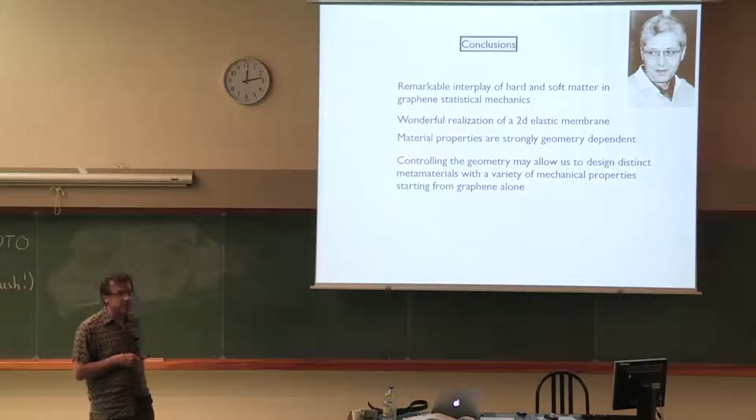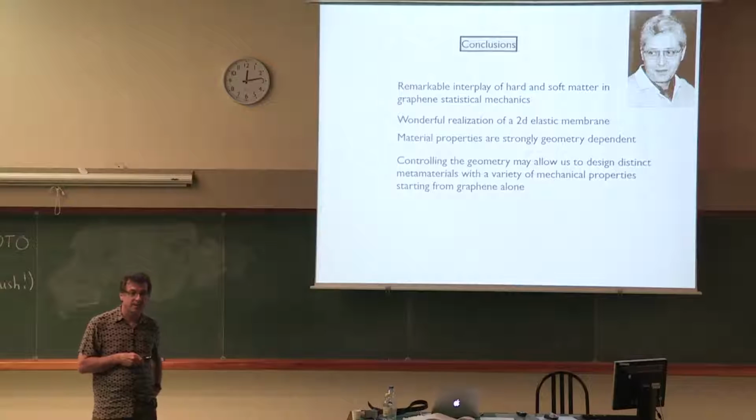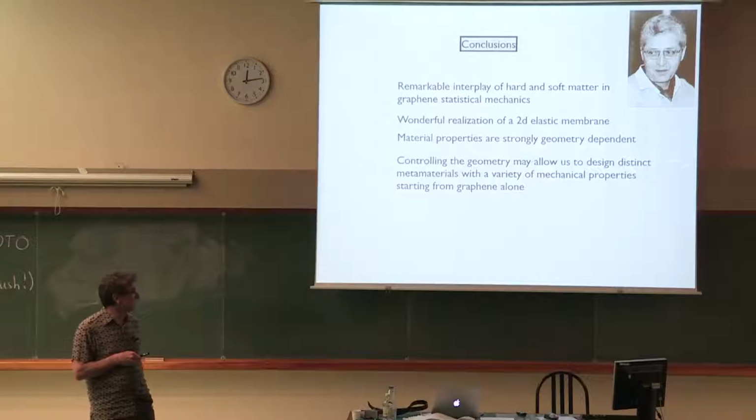Now, the material properties are strongly geometry dependent. We can exploit geometry and topology to determine behavior of the macroscopic materials. And you can start from a single wonderful material, and many of its cousins like molybdenum disulfide, many others, to design distinct metamaterials with a variety of mechanical properties from one source, which is just this cool allotrope of carbon. Thanks.